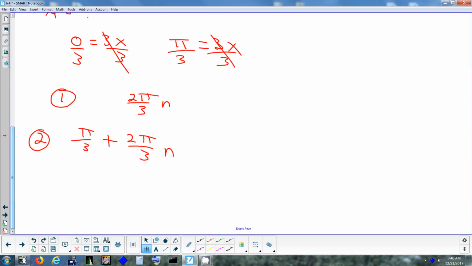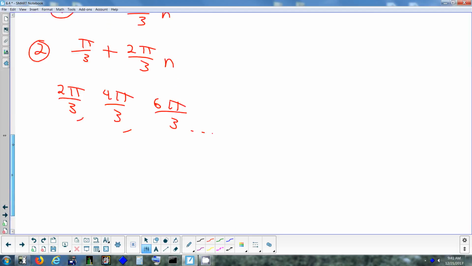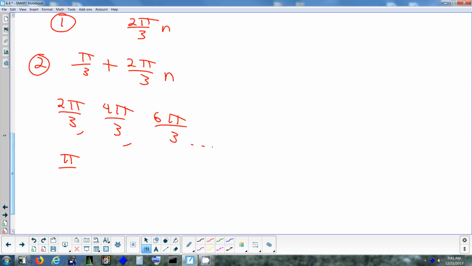So your first asymptote, 2 pi over 3. The next one is going to be 2 pi over 3 later. So that's 4 pi over 3. Next one, 6 pi over 3. Eventually, when you get a little quicker at it, you don't even need to make this list to look at the pattern. You can just kind of figure it out. So those are the numbers from the first asymptote. Second asymptote, pi over 3. The next one is going to be add 2 pi over 3 to that.